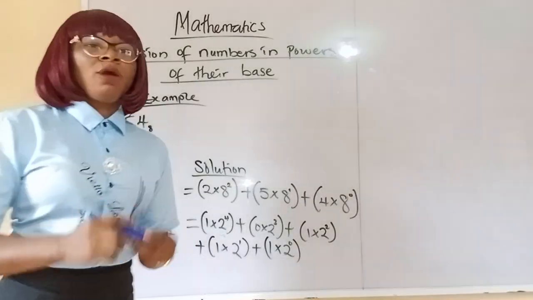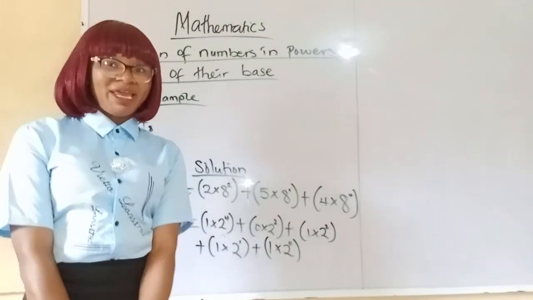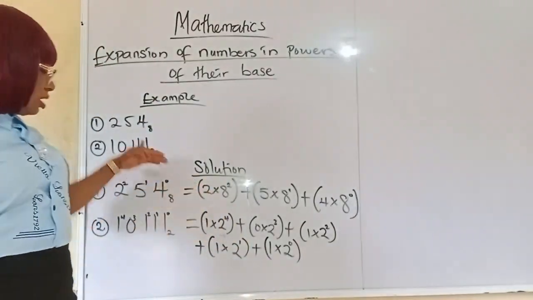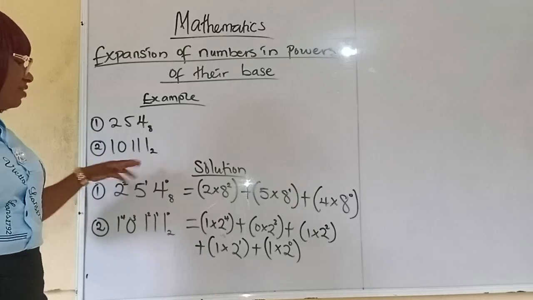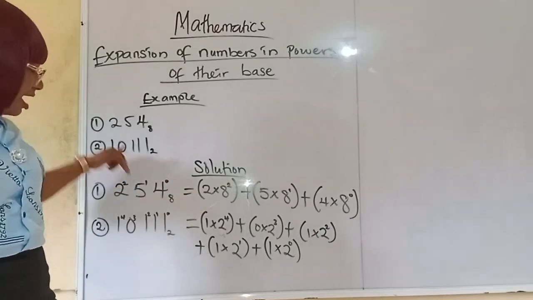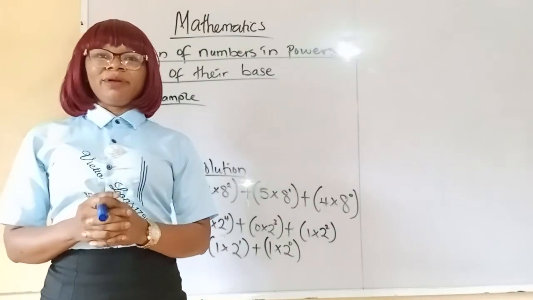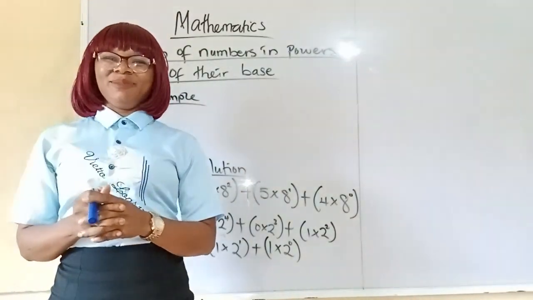So class, whenever you are asked to expand a number in powers of its base, this is how it is done. Give them their place values. You give them their place values, pick the first number, multiply by the base, and raise to the power. That is basically how to expand a number in powers of its base.